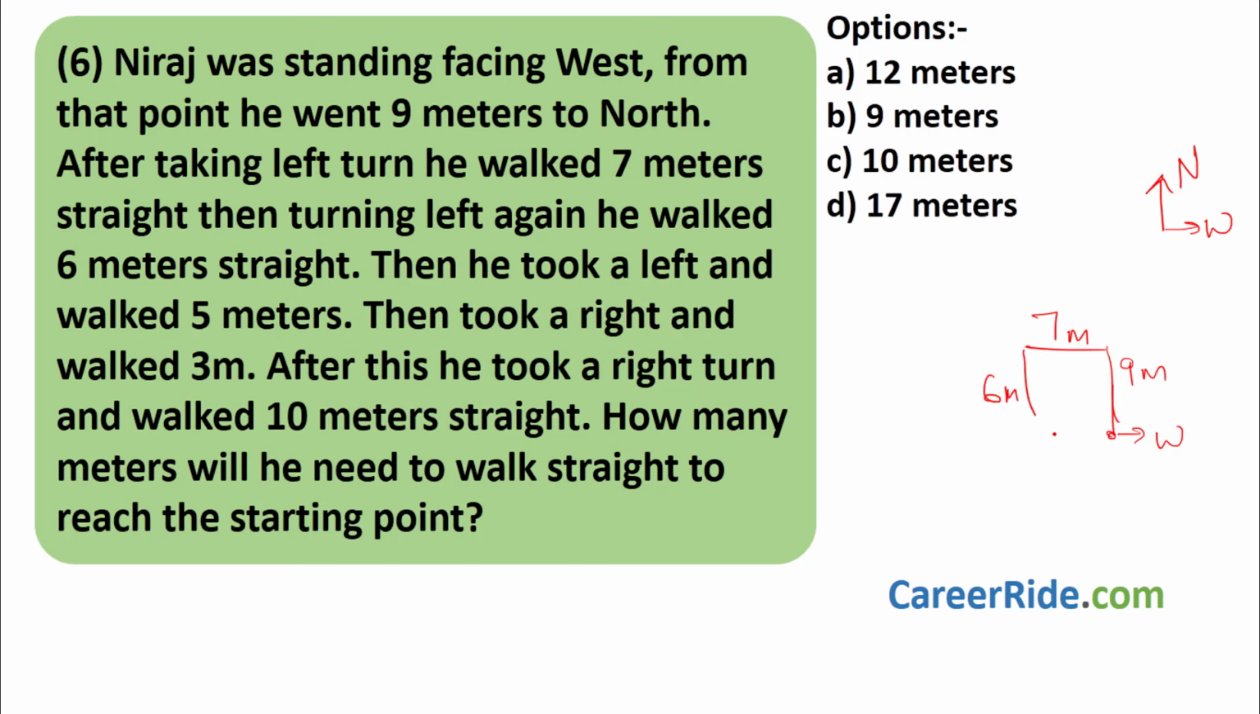Then he took a left and walked 5 meters. Again he took a left and walked 5 meters. Then he took a right and walked 3 meters. Then he took a right turn and walked 10 meters straight. How many meters will he need to walk straight to reach the starting point? This is 9, 7, 6 and this is 3. 6 plus 3 is 9. So he is in a straight line.